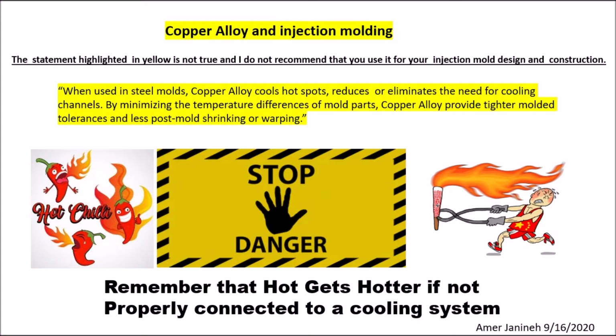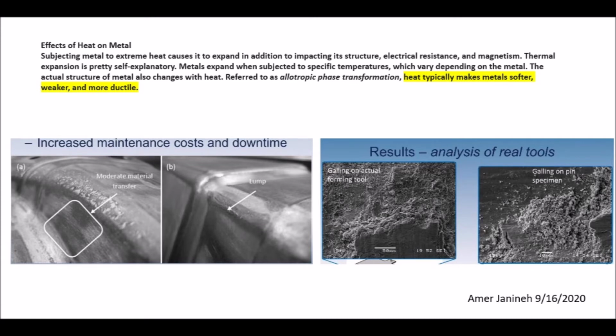Copper alloy provides tighter molded tolerances and less post-mold shrinking or warping. Remember that hot gets hotter if not properly connected to a cooling system. These are the effects of heat on metal. Subjecting metal to extreme heat causes it to expand, in addition to impacting its structure, electrical resistance, and magnetism.